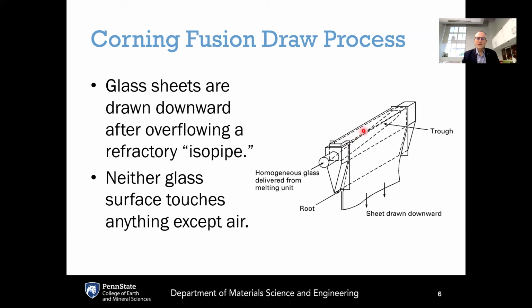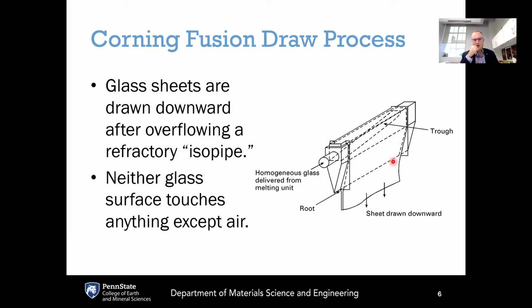The molten glass is delivered at the top through a trough, and then it overflows either side of the isopipe. It flows downward on the right side of the isopipe, and it flows downward on the left side of the isopipe. Then the two sides fuse at the bottom of the isopipe into a sheet. That happens at the root of the isopipe, and then the sheet is drawn downward under the force of gravity, as well as rollers on either side.